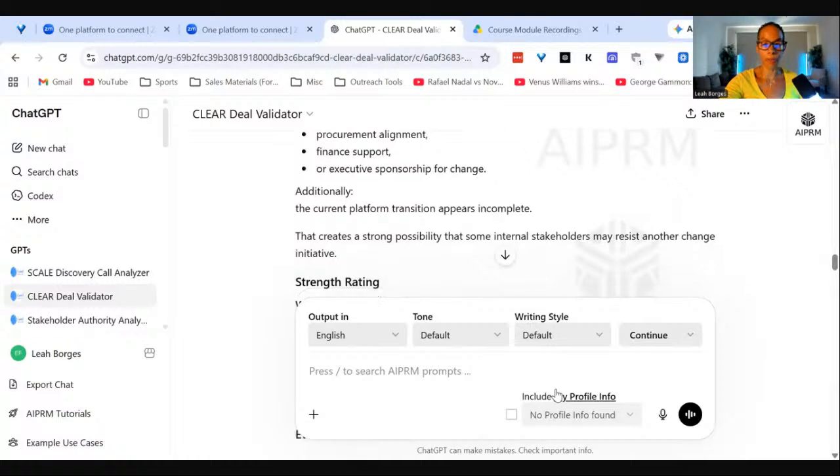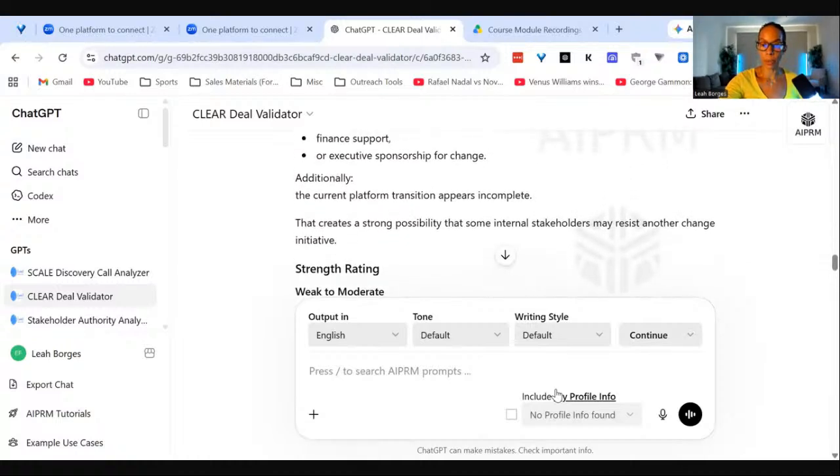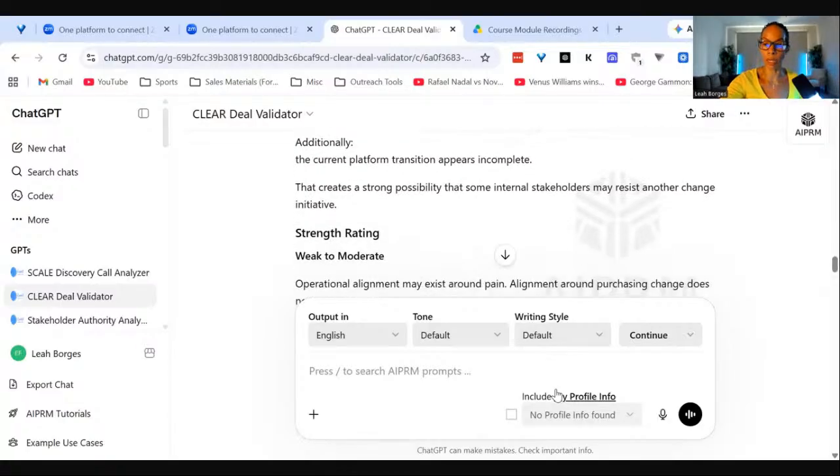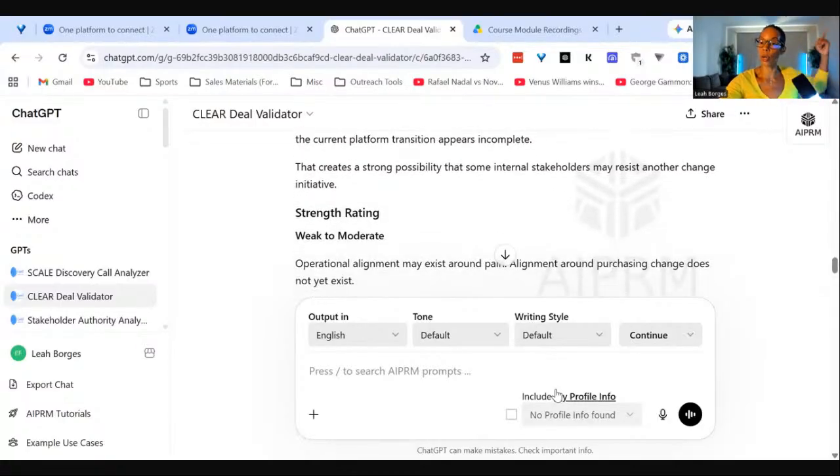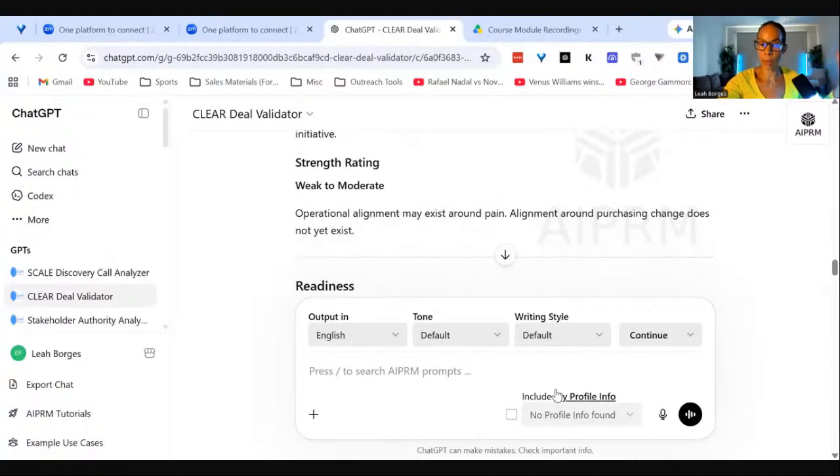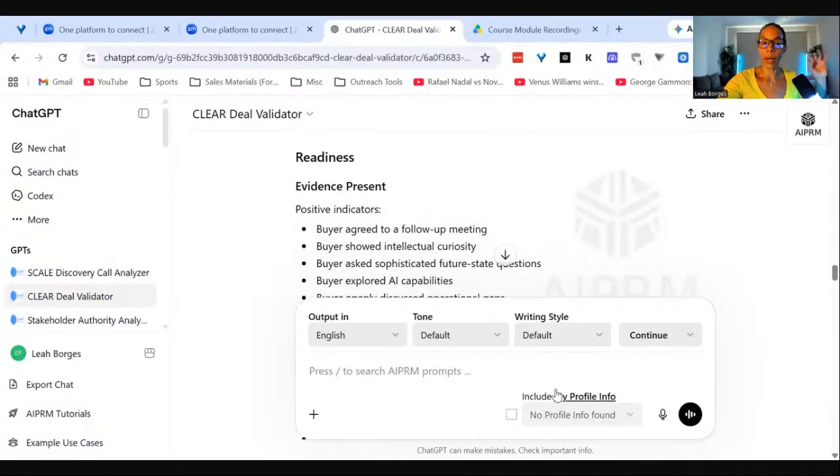So this is all very, very good information. This creates a strong possibility that some internal stakeholders may resist another change initiative, right? Because it said earlier, remember, that they were worn out and tired. So we may or may not even have a deal here, right? So it's weak to moderate with the strength rating.